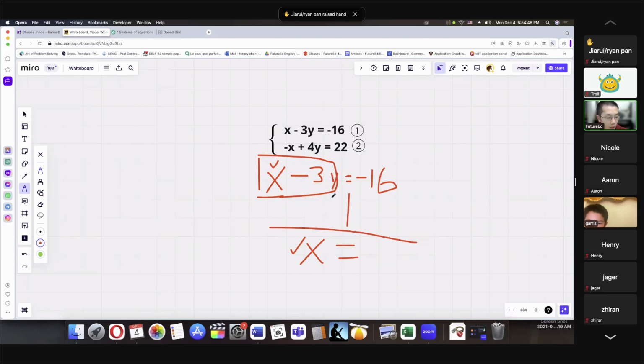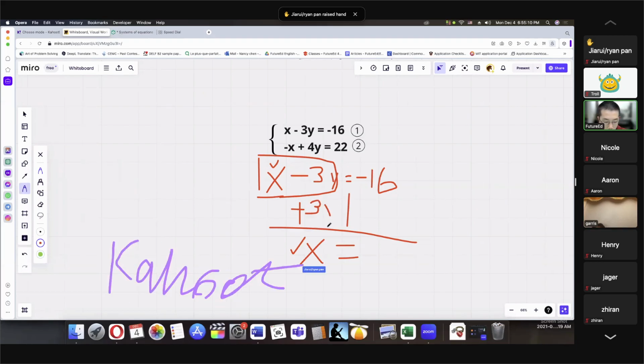How do we get rid of negative 3y, Garrus? We can add, because the opposite of minus is add. You add 3y, exactly. Why does that work?